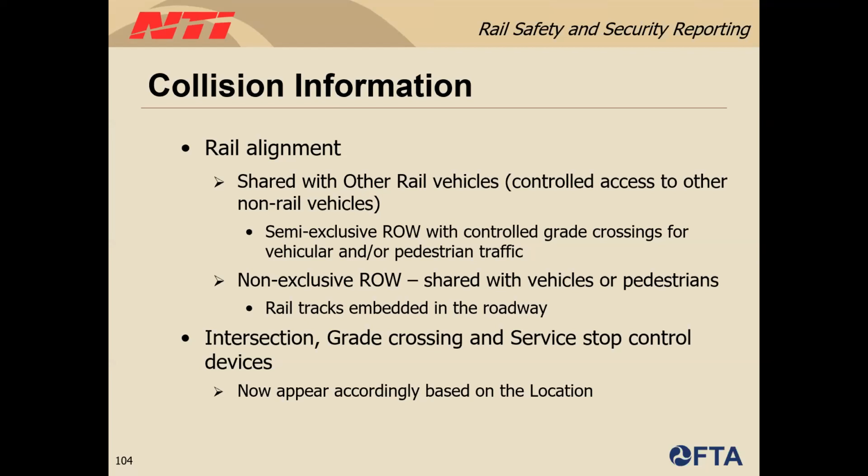The second we're going to take a look at is non-exclusive right-of-way shared with vehicles or pedestrians. This would be selected when the rail alignment consists of rail tracks that are embedded in the street and cars can drive over them or pedestrians can walk across them in the same area as the transit vehicles. Neither of these options would be selected if the mode is heavy rail, since heavy rail alignments would always be exclusive, with the exception of two agencies that we have that have grade crossings in their yards.